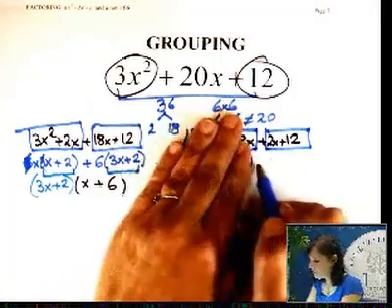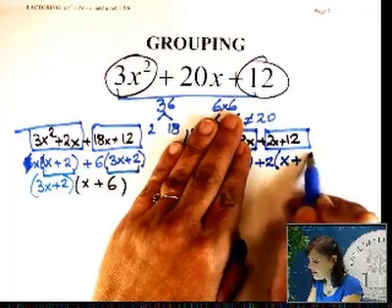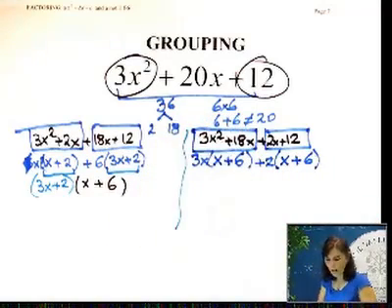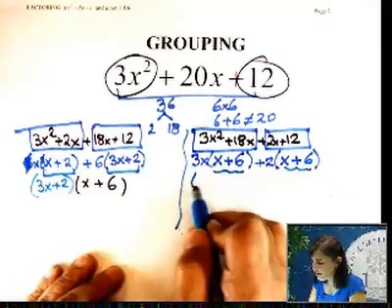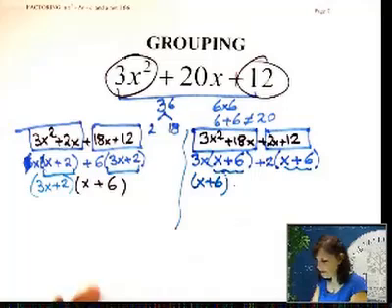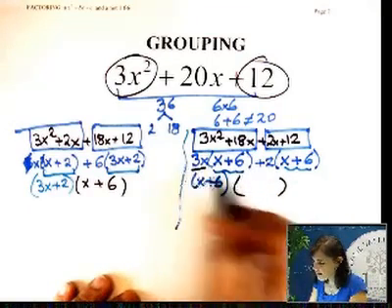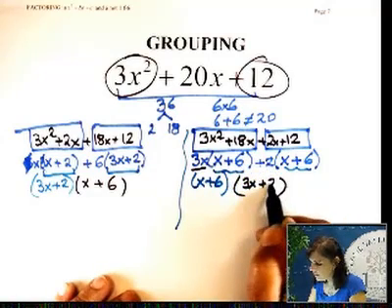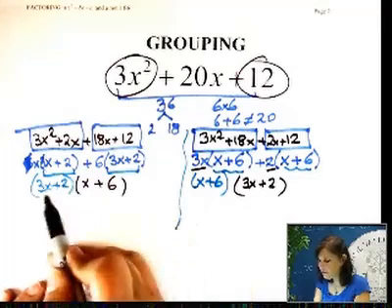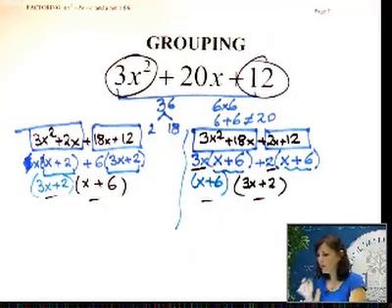You close this, do the same thing. What comes out of here? 2. You'll have an x here and a 6 here. Now look at the whole problem. What's repeating? x plus 6, x plus 6. Take that out. And what do I have left? I'm going to have 3x plus 2. And guess what? These two are the same. Commutative property tells me that I can write them in any which order I want.